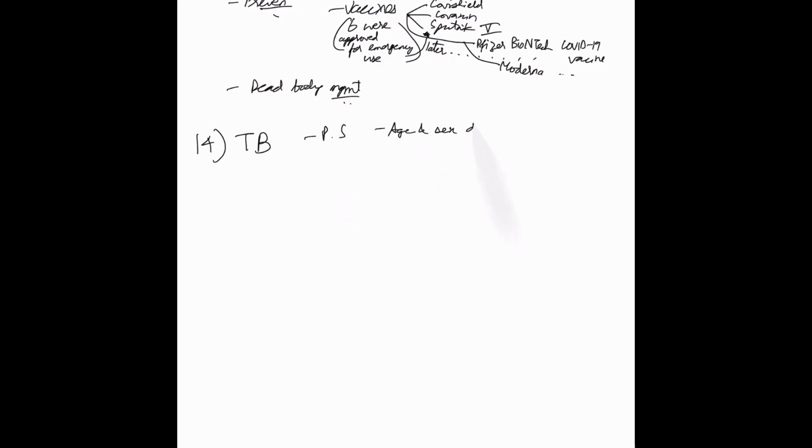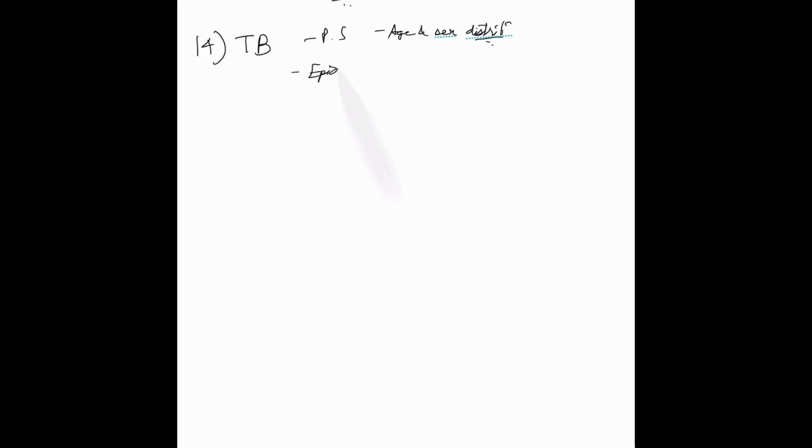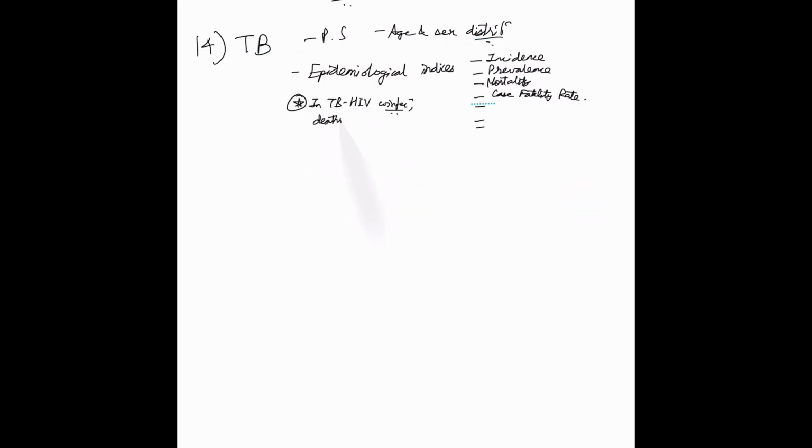That would suffice. Now, coming to the next disease, which is also pretty important, tuberculosis or TB. You know the problem statement, the age and sex distribution, and relevant epidemiological indices like incidence, prevalence, mortality, case fatality rate, case notification rate, case detection ratio, and prevalence of drug resistant cases. Another thing to be noted: in TB HIV co-infections, deaths must be classified under HIV according to ICD 10.